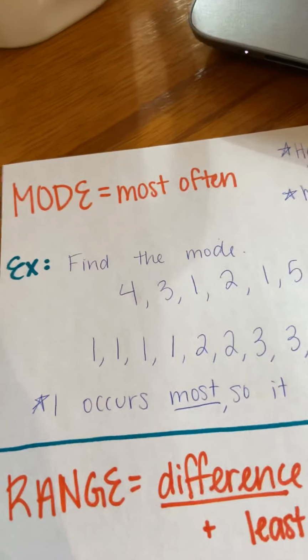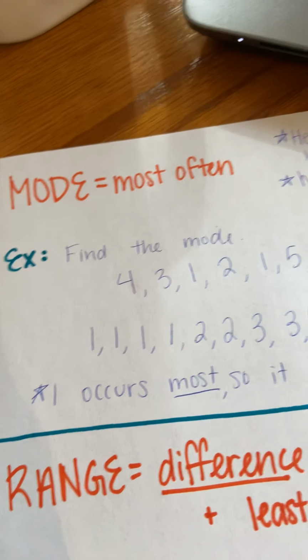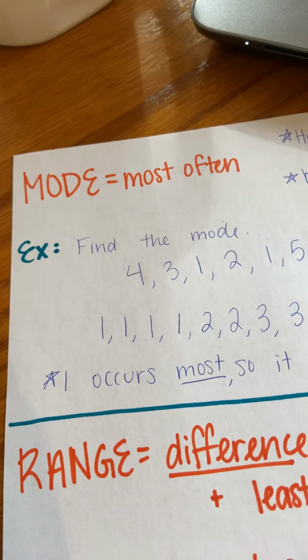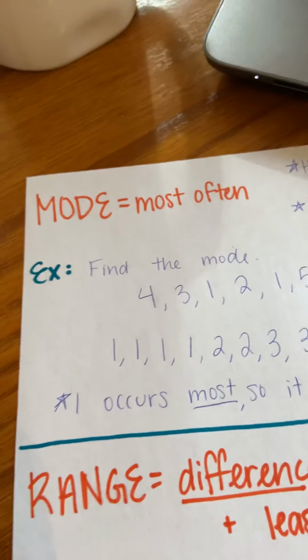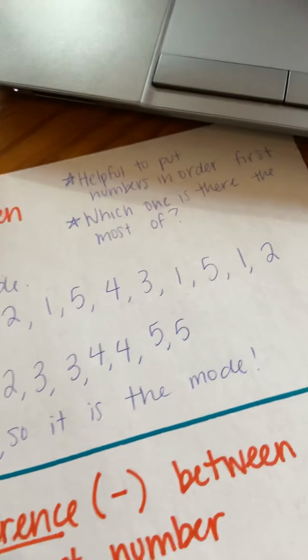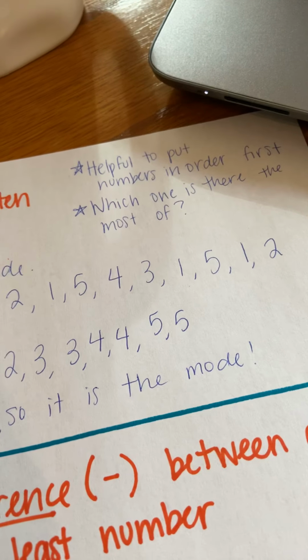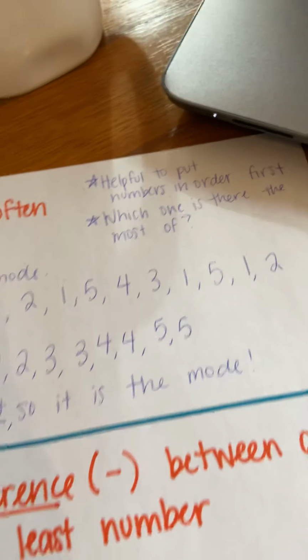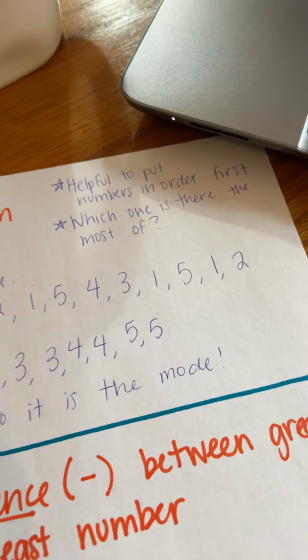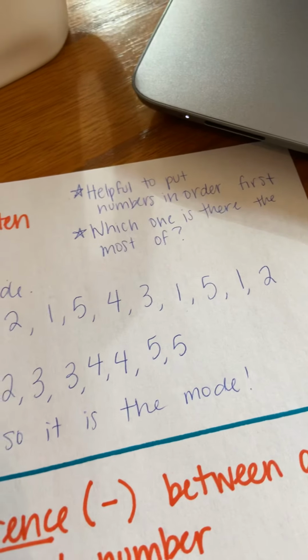All right, now the mode. The mode is the one that occurs the most often, okay? So whichever number there is the most of in a set is the mode. So some helpful tips. You don't necessarily have to put the numbers in order, but it is super helpful because then it just kind of jumps off the page. And again, you're asking yourself, which one is there the most of?